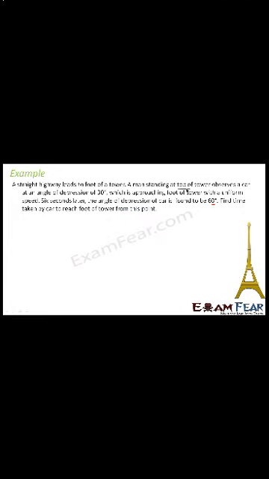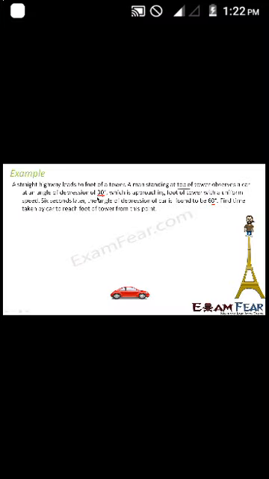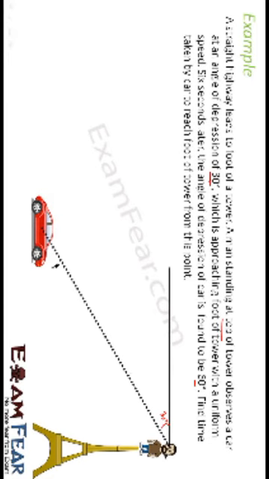So let's draw this tower. This is a tower. A man is standing on the top of the tower. There is a car, and this guy observes the car. The angle of depression is 30 degrees. That is, you draw a horizontal line, and this angle is 30 degrees.